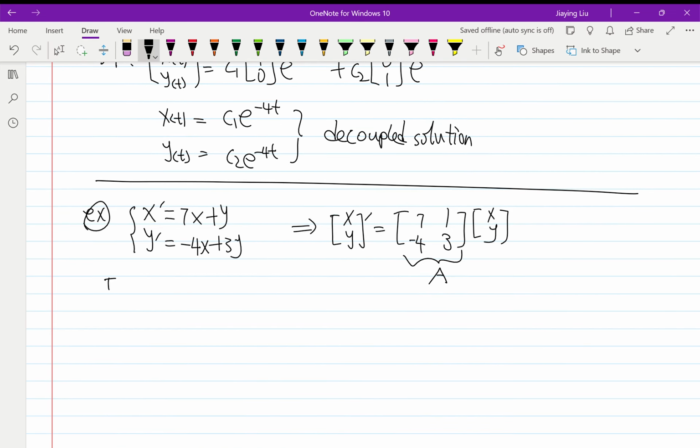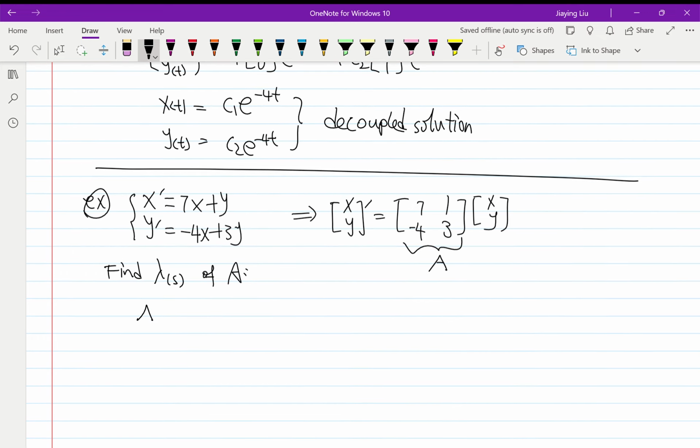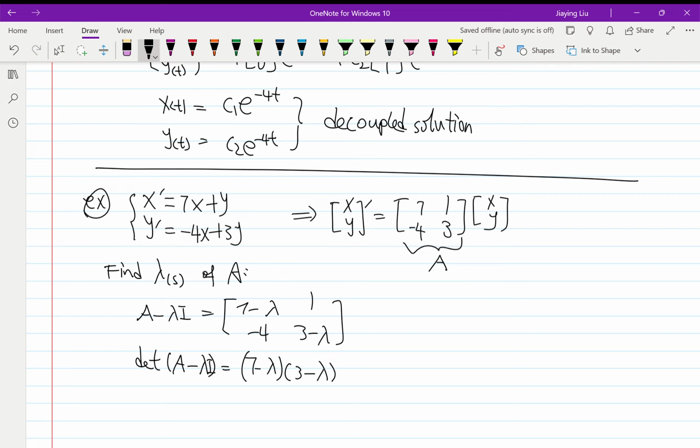And if we find eigenvalues of A, so I'm going to do it a little bit quick here, hopefully we are okay. So A minus lambda I is going to equal 7 minus lambda, 3 minus lambda, 1, negative 4. And the determinant of this is going to be 7 minus lambda times 3 minus lambda minus 1 times negative 4.